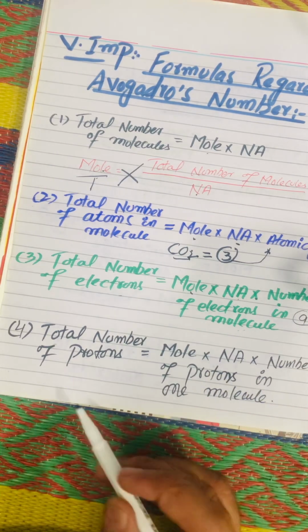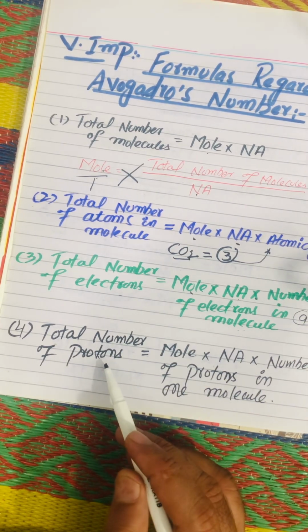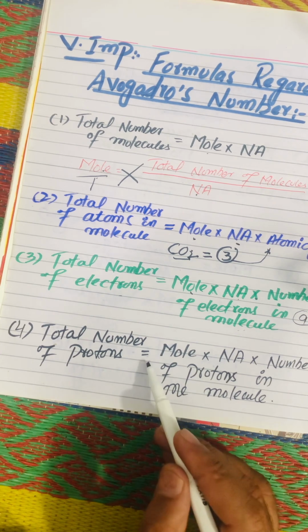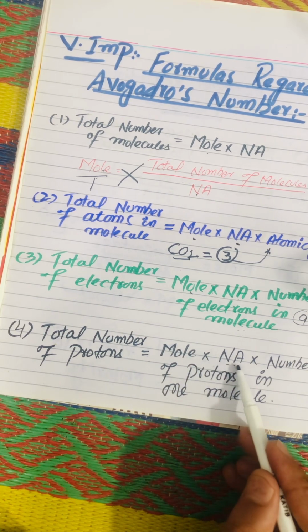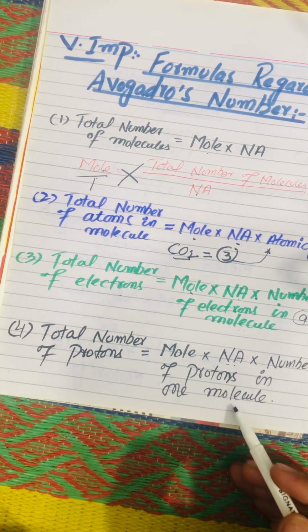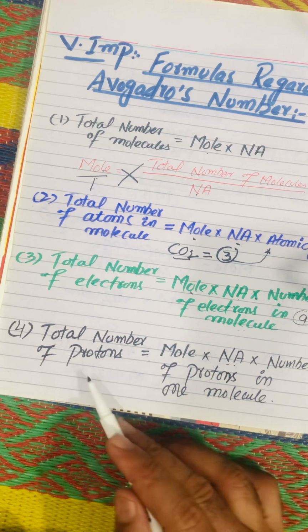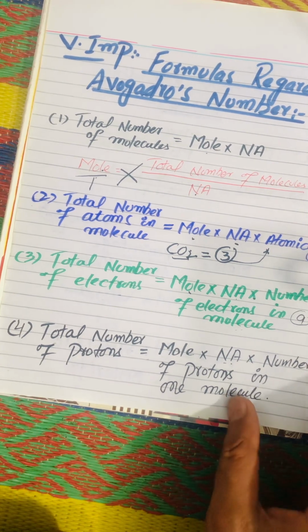In formula number 4, for calculating total number of protons in one molecule, it will be equal to number of moles multiplied by Avogadro number multiplied by number of protons in one molecule. This is the formula for calculating total number of protons in one molecule.